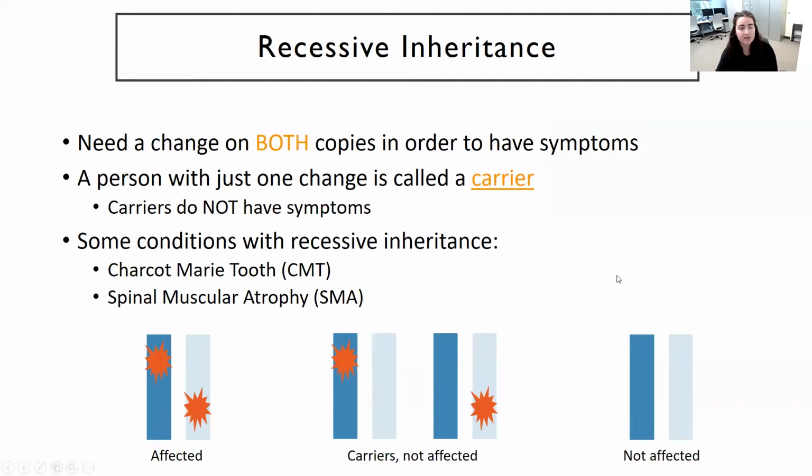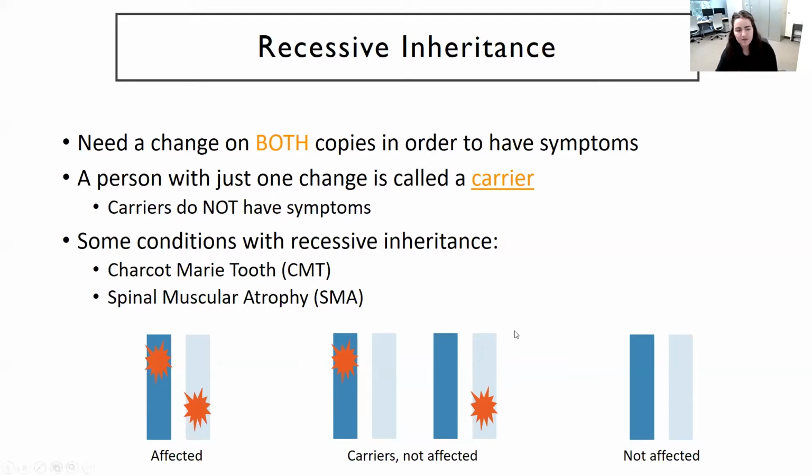The next one I want to talk about is recessive inheritance. With recessive diseases, you need a change on both copies of the gene in order to have symptoms. So this person down here has a gene change on the dark copy and a gene change on the light copy. So this person does have symptoms of a recessive disease. If a person just has a change on one copy of a gene, we call them a carrier. So these two people here, this person has a change just on the dark copy, but their light copy does not have a change. This person, the dark copy doesn't have a change, but the light copy does. We call them carriers. Typically, carriers of recessive disease don't have symptoms, but they could have children who have the disease.